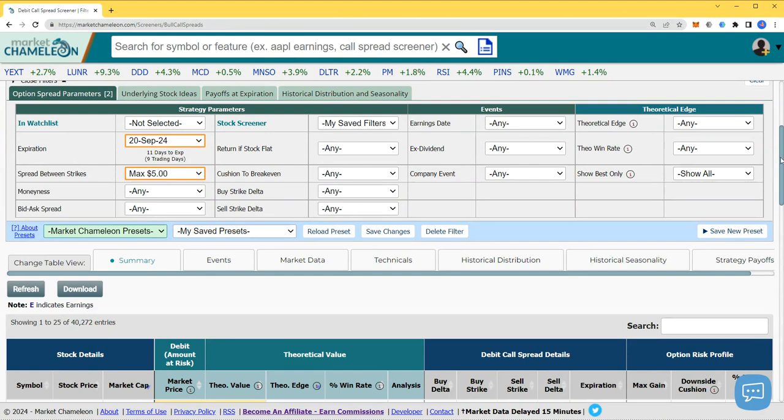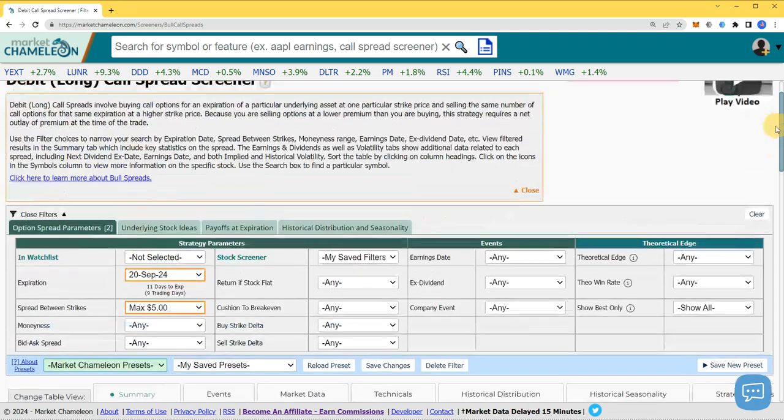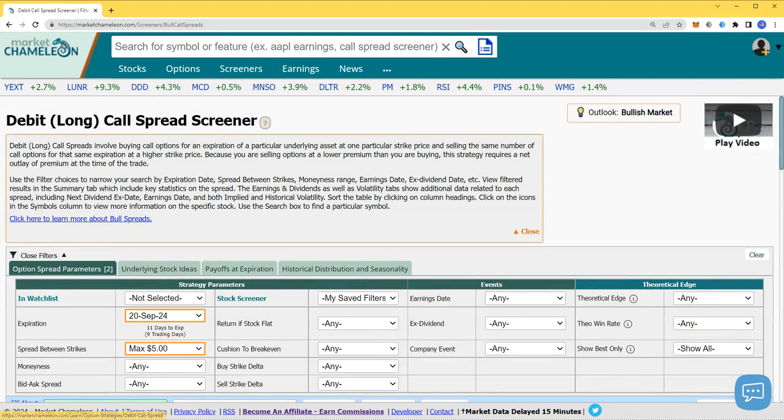Every time that you find a new strategy on Market Chameleon, there's at least like 5 to 10 filters to explore and just find some trade opportunities and filters and just go and do what you do.